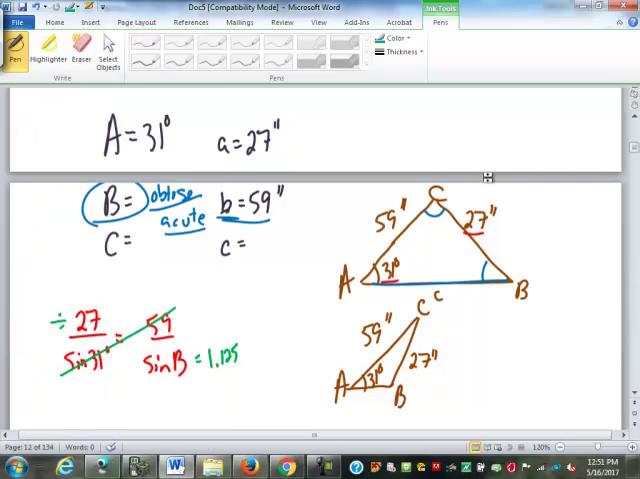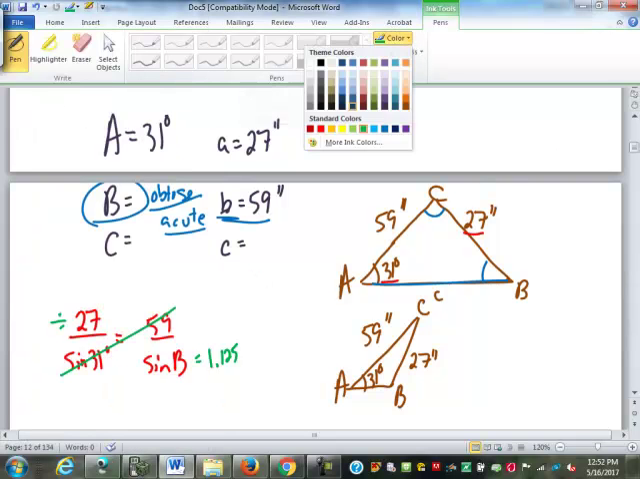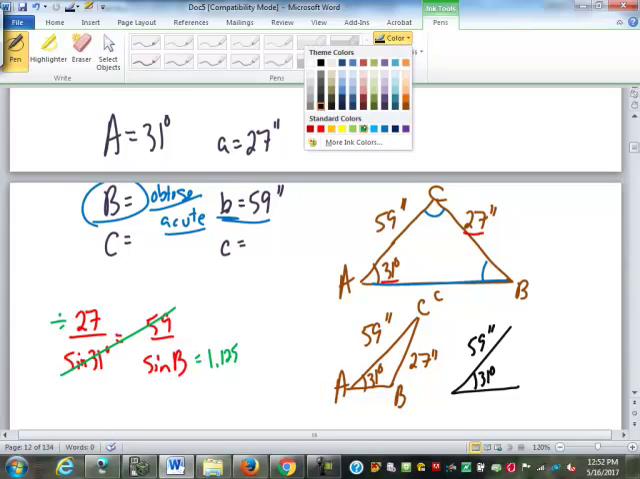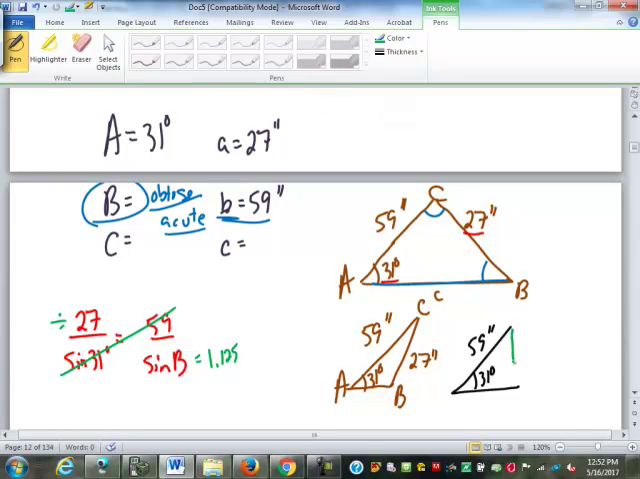What that actually means is there's a third possibility here, and that's this. Here's that 31-degree angle. This side is 59 inches. No matter where I let it hang down, 27 inches is too short. It doesn't reach that opposite side no matter where I let it go. So this one does not form a triangle at all.